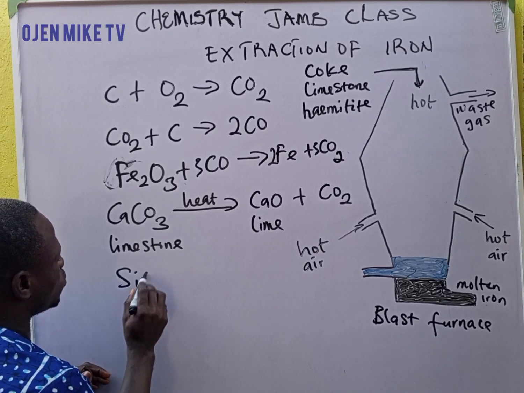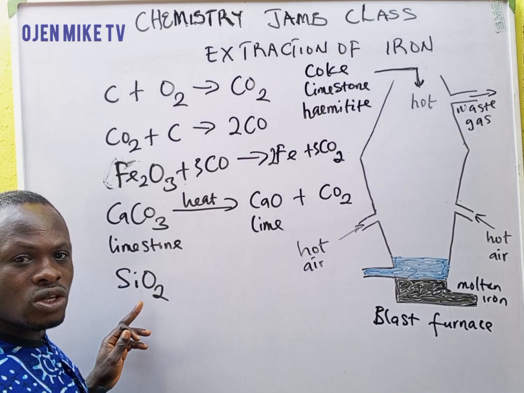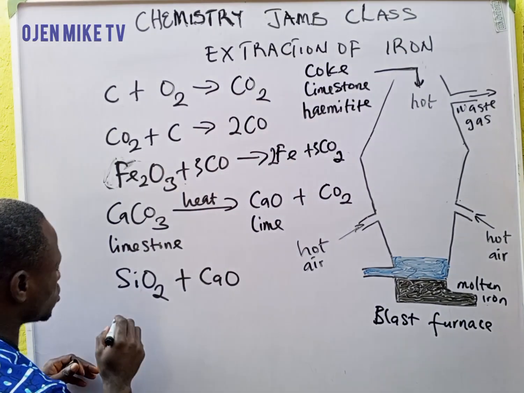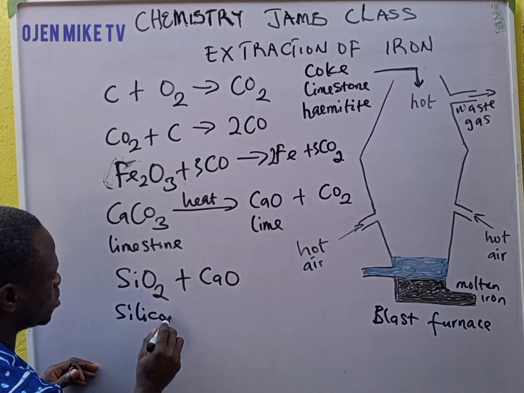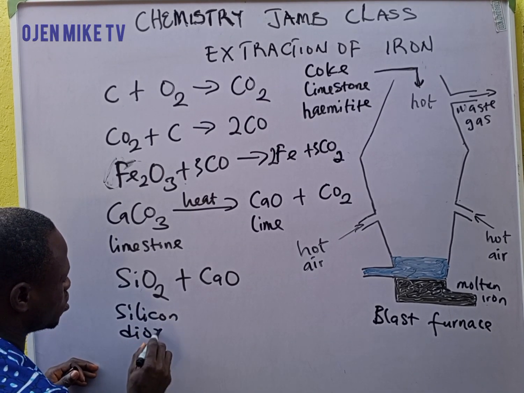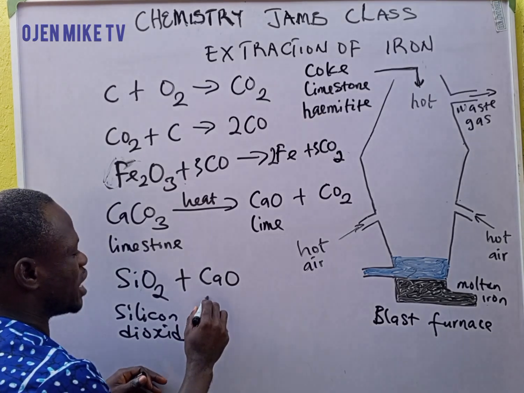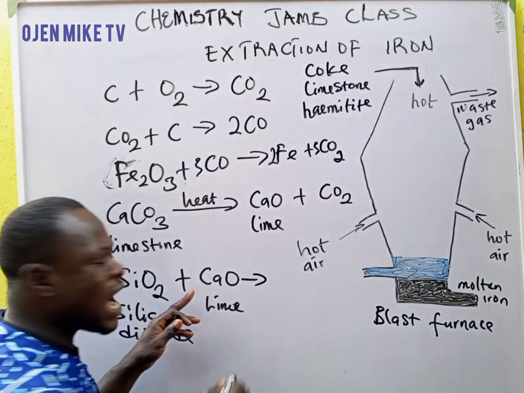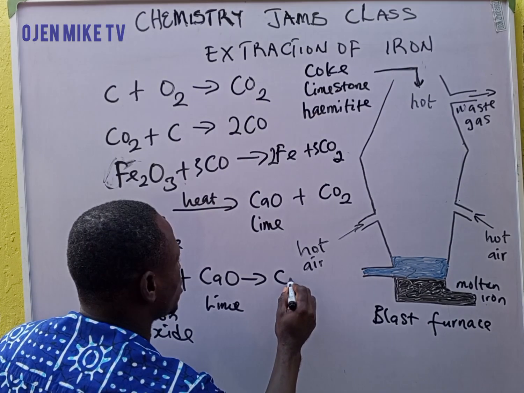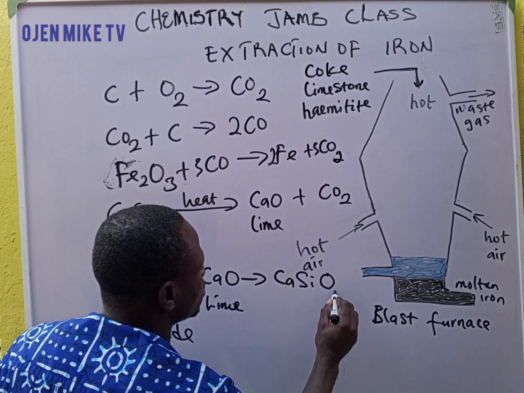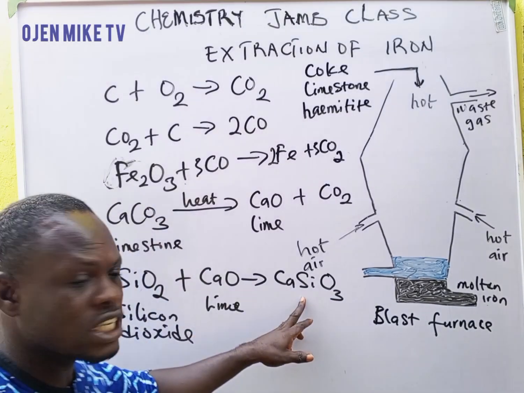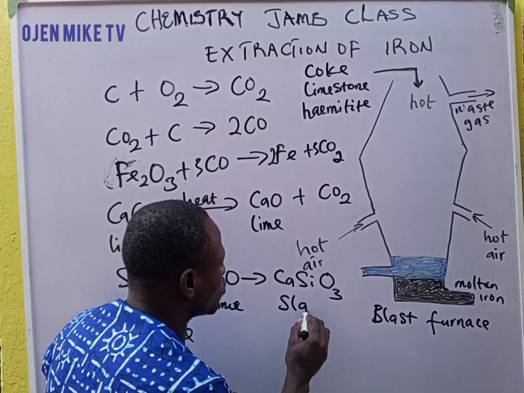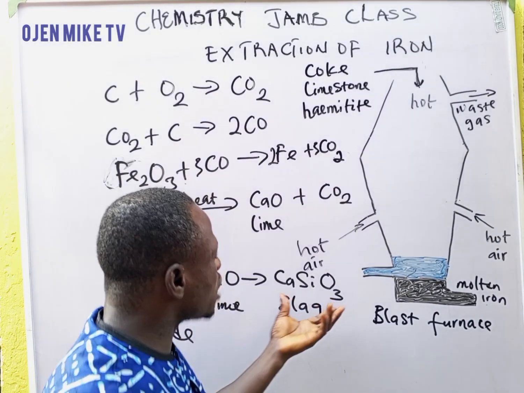Silica is SiO2. This is silicon dioxide plus what? The calcium what? Oxide. Are you following? This is silicon dioxide, and this is your lime. They will react together to form what? Calcium silicate. Calcium what? Silicate. This calcium silicate is what we call slag. This calcium silicate is what we call what?